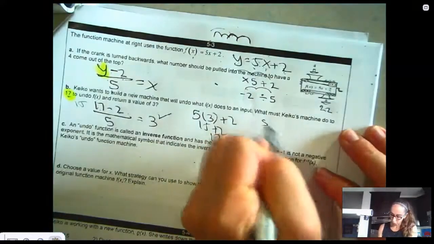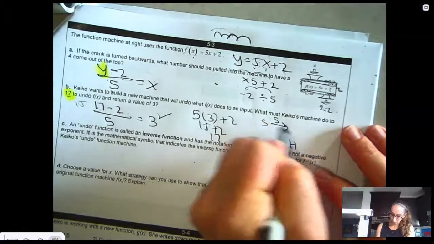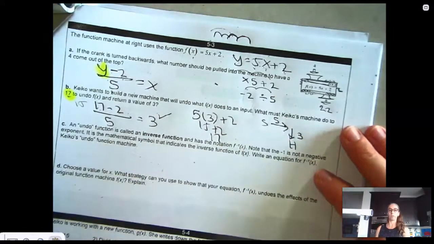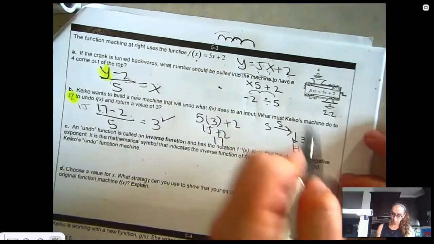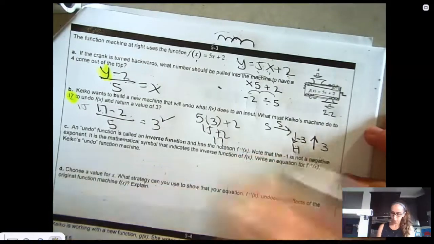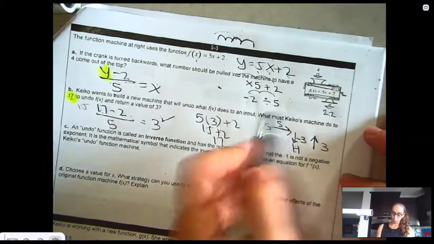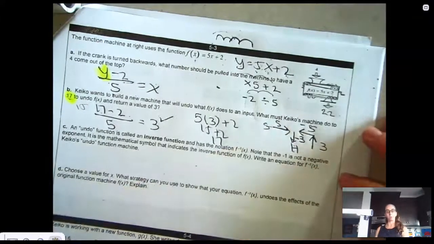If here's school and here's home, if I go right 5 blocks and down 3 blocks, and you're like, how do I go home? Well, what was the last thing you did? You went down. So what would be the first thing? Up 3. So if this was down 3, and you went right 5, what would be the next thing you would do? Left 5. You're going backwards.